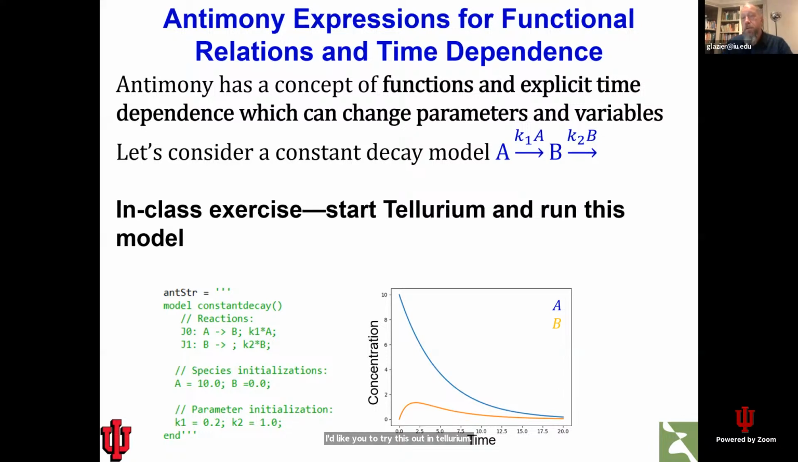We'll start out by just writing a very, very simple chemical reaction, the shortest thing that I can do. So you don't have to type, you don't even have to name the reactions. And you certainly don't have to have the comments. A goes to B at a rate K1 times A. B goes to nothing at a rate K2 times B. Start with A equals 10, B equals 0. Set K1 equal to 0.2, K2 equal to 1, for example.